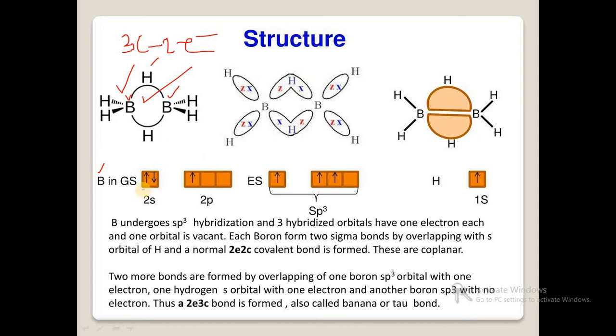Boron in the ground state appears as 1s2, 2s2, 2p1, but in the excited state 1 electron is shifted from 2s2 to the p orbital, and here there are 3 unpaired electrons and 1 2pz orbital is vacant. So this is an electron deficient one. So it forms sp3 hybridization. Boron in B2H6 is in sp3 hybridization. In objective they will ask which type of hybridization is present in B2H6 for boron: sp3 hybridization. So here we get the 3 center 2 electron structure, and the structure looks like this.